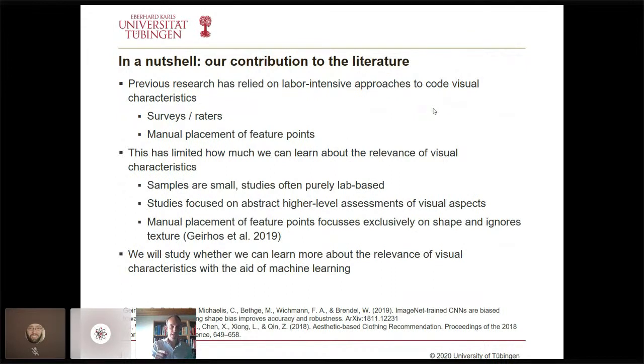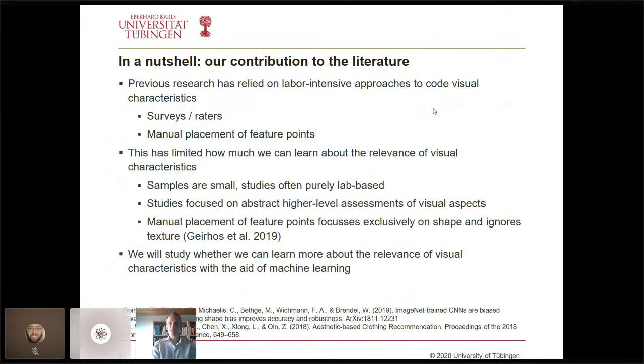And on top of that, the manual placement of these feature points focuses exclusively on the shape of a product and ignores the texture. But we know from other research, and this paper by Geos et al., which was presented, if I remember correctly, at last year's machine learning conference here in Tübingen, that not only shape but also texture matters greatly. And that is also the case for fashion products, naturally. That's why we believe it's important to account for both shape and texture, and we try to do that.